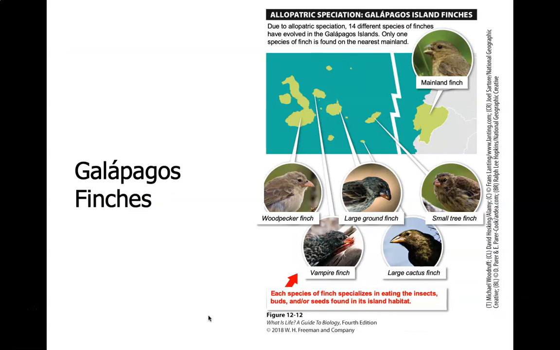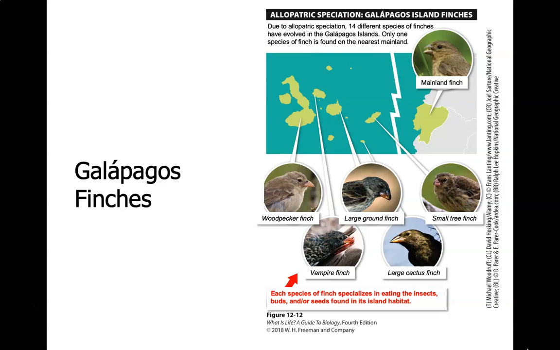Another good example of allopatric speciation is the Galapagos Island finches. So these are the guys that Darwin was looking at. Individual finches from the Ecuadorian mainland would have flown or been blown onto these various islands. Now we have a water barrier in between. So we have a geographical barrier that's going to separate these finches.